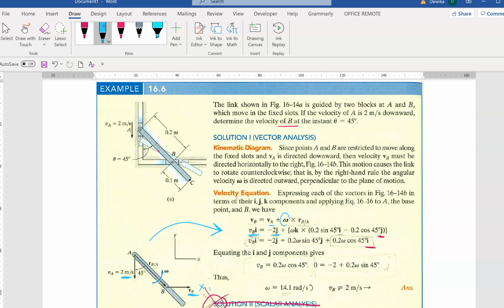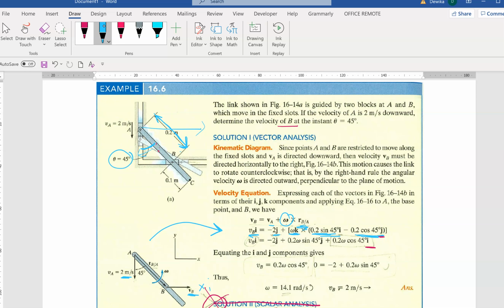Okay. Now omega. From the cross product, you know that the omega will be K. If you have I and J, it will be the third axis, K. Now RB/A. How do you get this? RB/A will be the length 0.2 sine 45 and cos 45. Can you see the length here, 0.2? You can resolve this into x-axis and y-axis, because you know the angle is 45. When you resolve it, this is what you get, I and J.